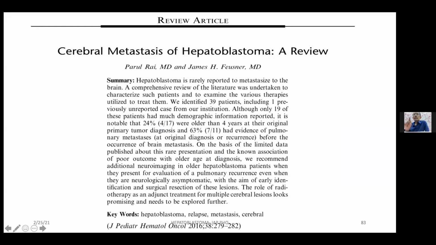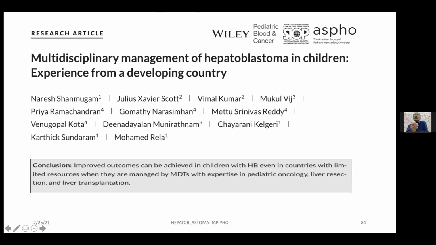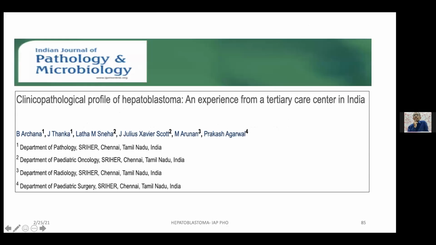Okay, I have seen one child with cerebral metastasis with hepatoblastoma, and this is not my article, but I can see that in the literature also. So other than lungs, very advanced children with hepatoblastoma can have cerebral metastasis also. Next slide. So these are the 2 articles which we have published. Multidisciplinary management of hepatoblastoma, one from Mohammed Rela's team and another one from SRMC. Next slide.